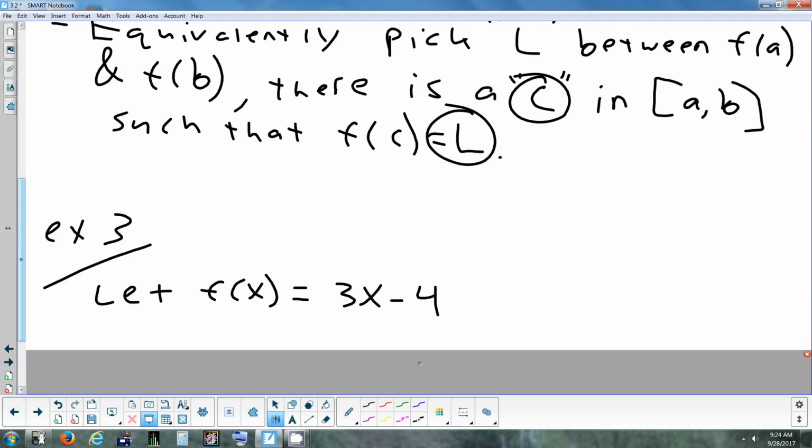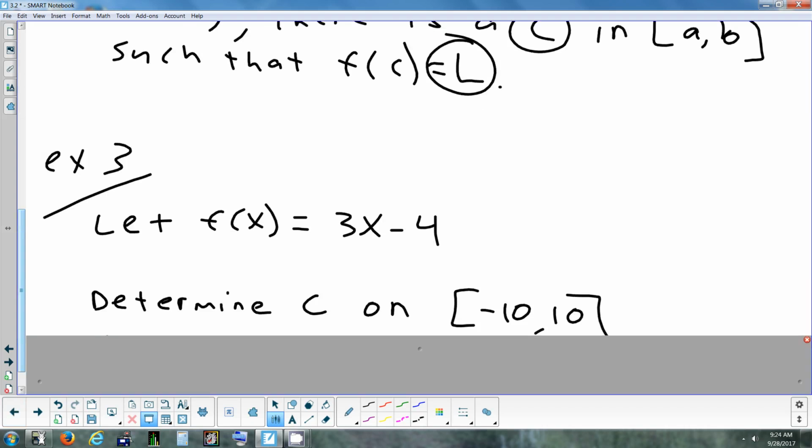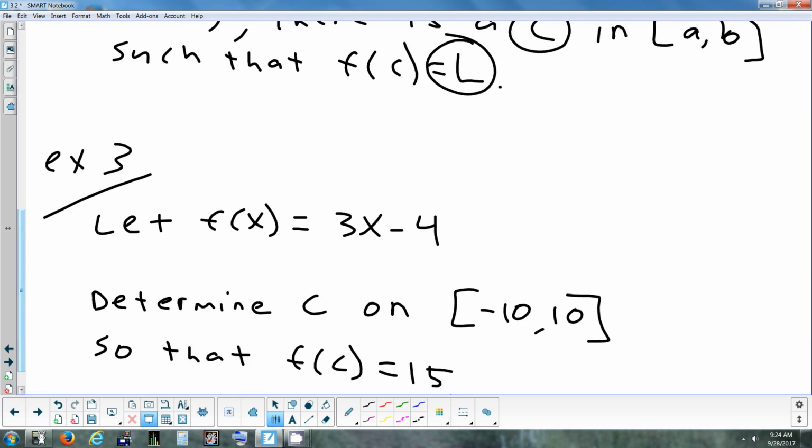Right. So let's look at this formula. f of x equals 3x minus 4. And what I want to do is determine a number, c, okay, on the interval from negative 10 to 10, such that when you plug in c, you get 15. So I want you to find an x value between negative 10 and 10, so that when you plug it in, you get 15 for y.